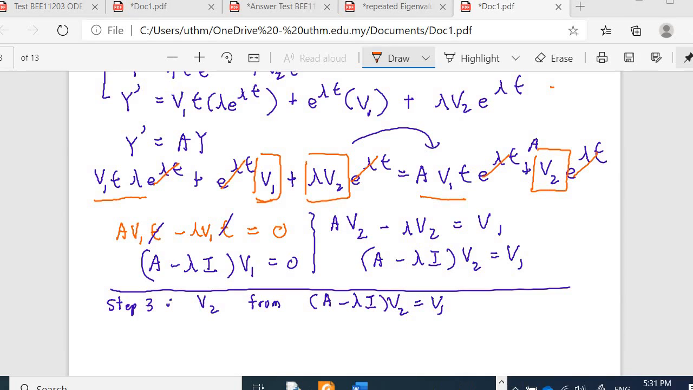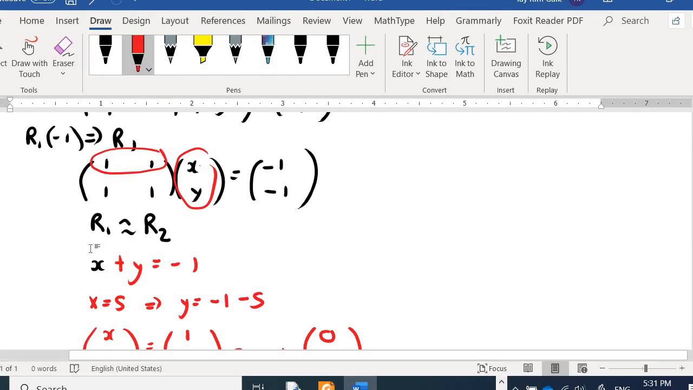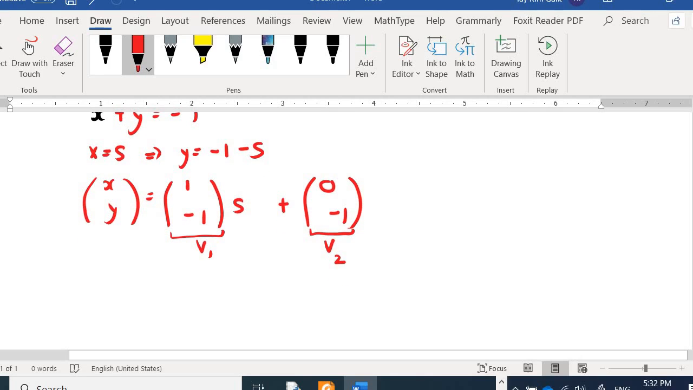Okay, and then another hint. When you arrive at the equation, you must make the same assumption. If finding V1 you let x equal to s, here you must maintain x equal to s. This is for repeated eigenvalue only, so that we can get back nicely the vector that is dependent on s, which is your V1. And the new constant vector is actually your V2. Okay. So now, what is the solution?